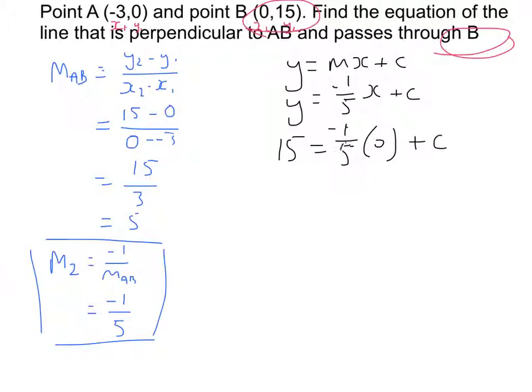That should be 5 there. Now, 1/5 of zeros is going to be 0, so we don't need to worry about that. So that tells us that c is equal to 15. So therefore, our equation is y equals negative 1/5 of x plus 15. And that's what we're looking for.